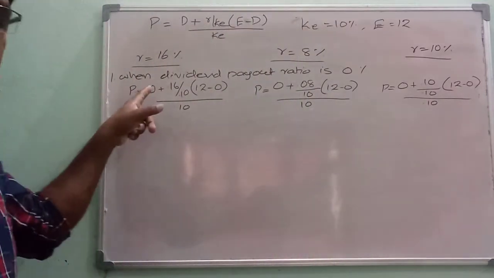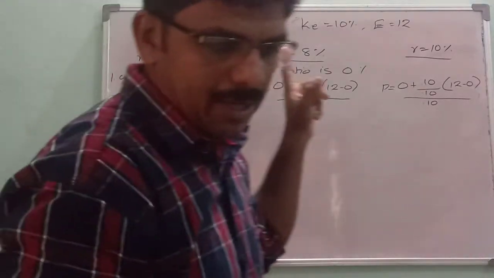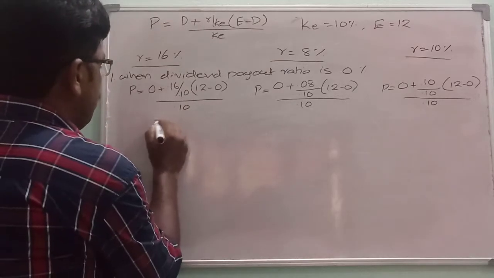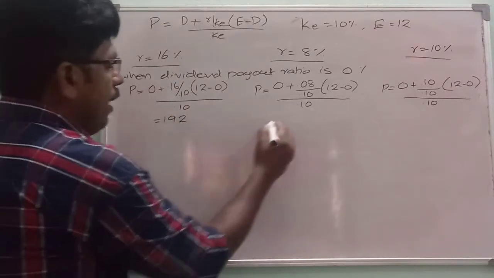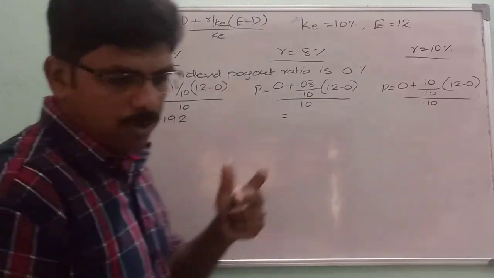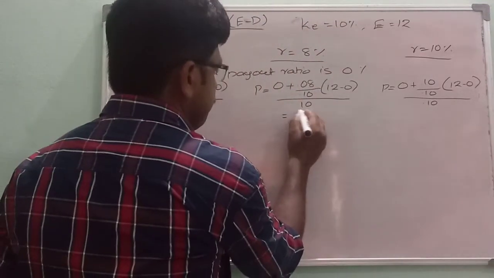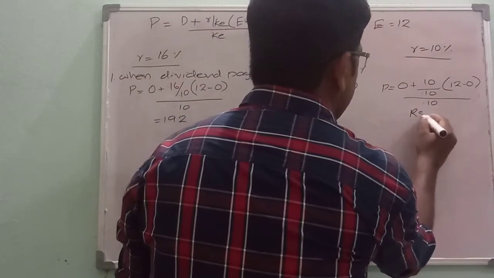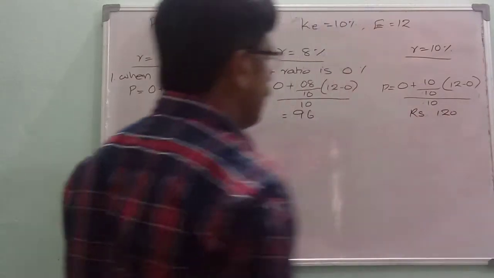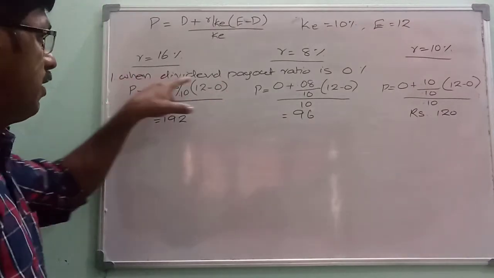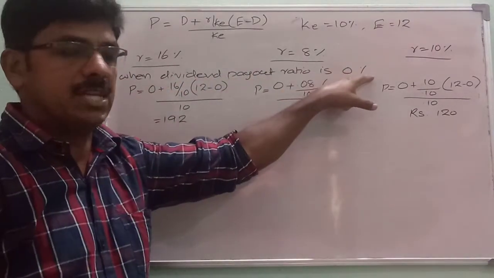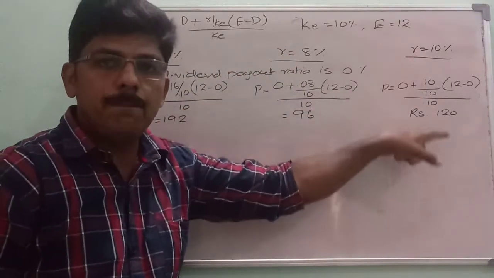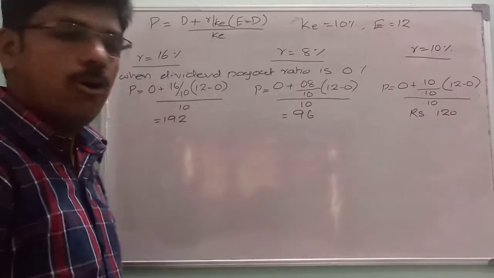So when we calculate this, the amount we get is rupees 192, and in the second case rupees 96, and in the third case 120 rupees. First case is over: when dividend payout ratio is 0%, at 16%, at 8%, at 10%, market prices of equity shares are obtained.